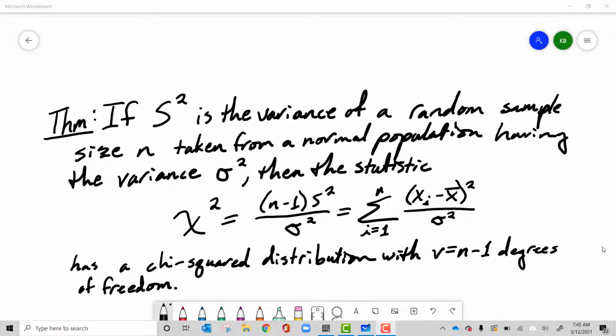So when we're taking a look at sample variances and trying to use those to tell us something about population variances, we have a theorem that's useful for us. This theorem says that if the sample variance is the variance of a random sample of size n taken from a normal population having a population variance, then we get this chi-square statistic. And it's going to have a chi-square distribution with n minus 1, that's the sample size minus 1, degrees of freedom.